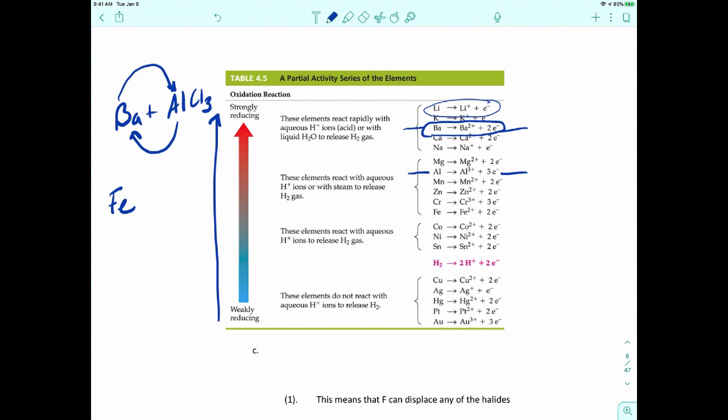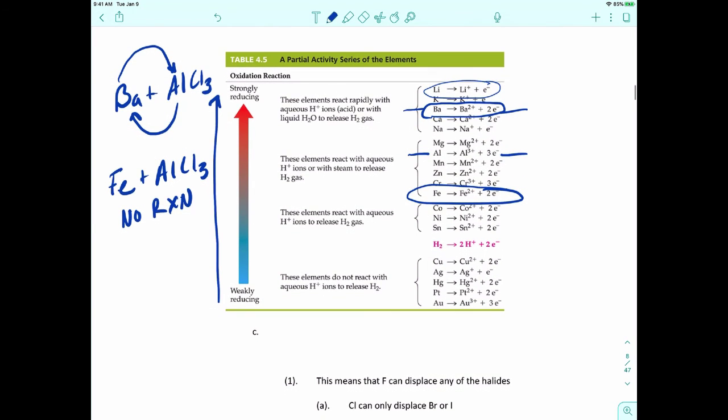Okay, but let's say instead of using barium, we decide we want to use iron. Now iron on this chart ends up below aluminum. So because iron is below aluminum on this activity series, you would actually have no reaction. So as long as the metal of interest is higher than the original metal in the compound, you will have a displacement. If it's below, you'll have no reaction. Okay. So that's how this metal displacement works.